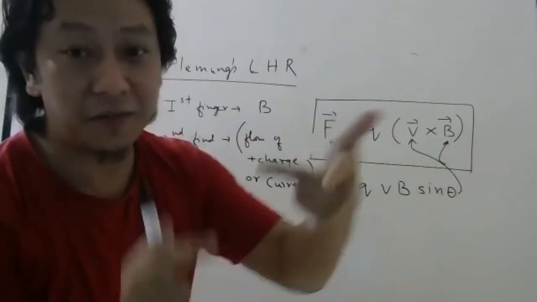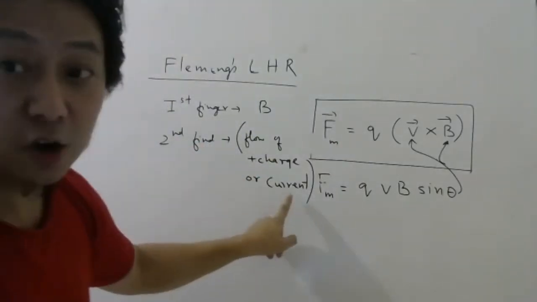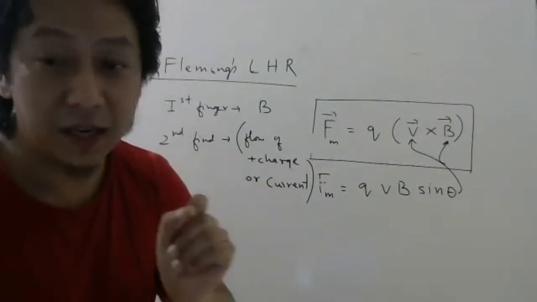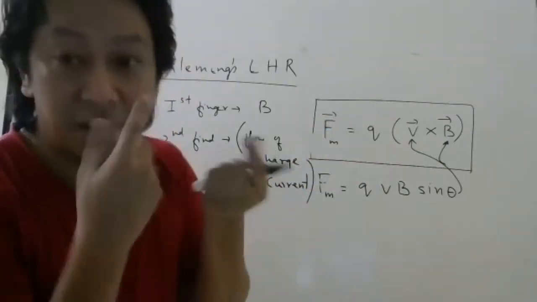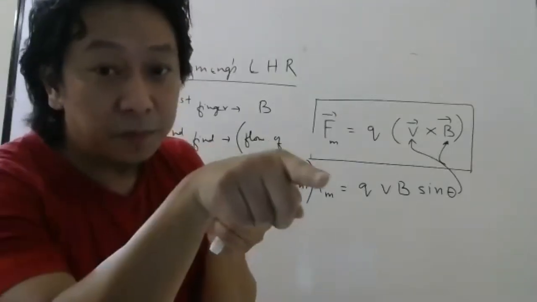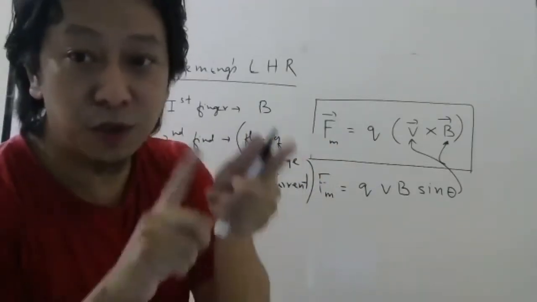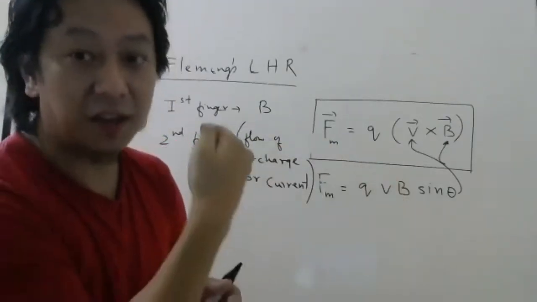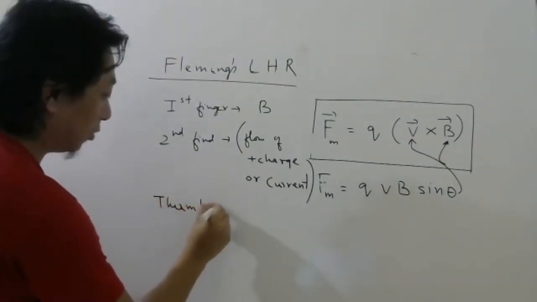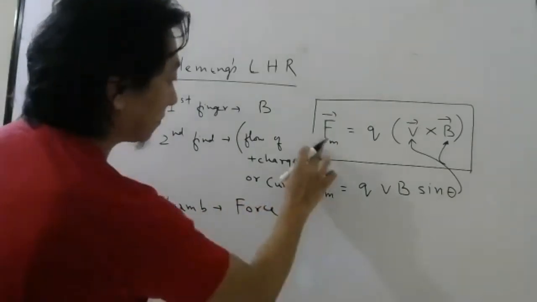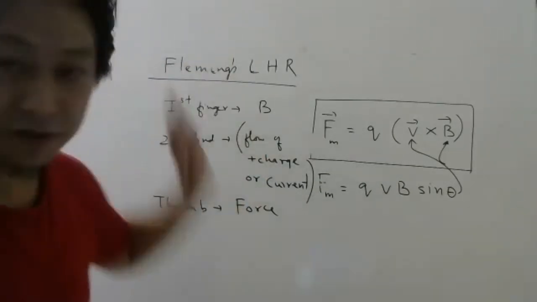So you have to put the second finger here like this. Understood or not? So the second finger should always be along the current, and current will be in the direction of flow of positive charge. So if they say negative charge is going here, then current will be the opposite. So that time you have to put your second finger in the direction of the current. Then the thumb will give you the direction of the force.